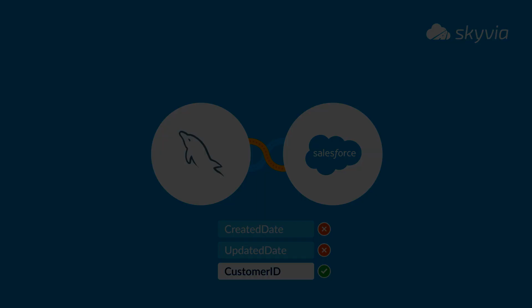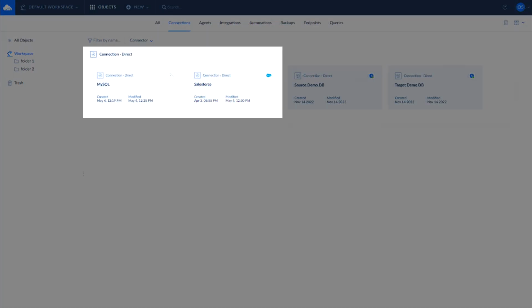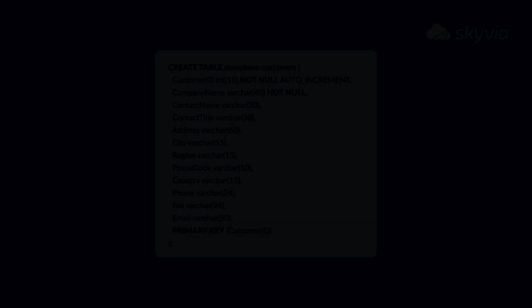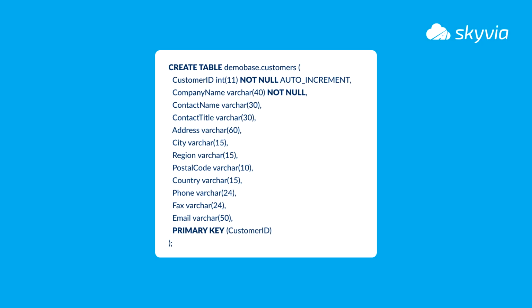To follow the tutorial, you need active MySQL and Salesforce connections. We use the following table in the tutorial. Its primary key column, CustomerID, is auto-incremented. It means that for every new record, CustomerID is increased by 1. This allows us to determine the new records by remembering the max CustomerID value processed before. You may find a table example and the links to other useful information in the description below.